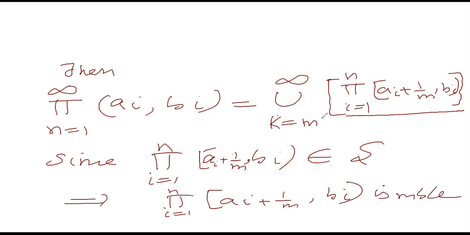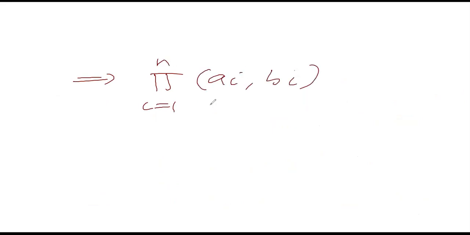And we know that the countable union of measurable sets is measurable, as the collection of measurable sets is a sigma algebra. So this is also measurable, because it's the countable union of such sets which are measurable. That implies this set is measurable. The product of n copies of open intervals is measurable.